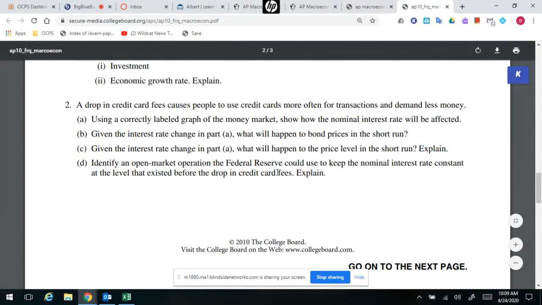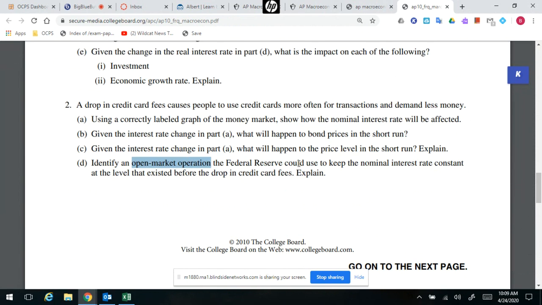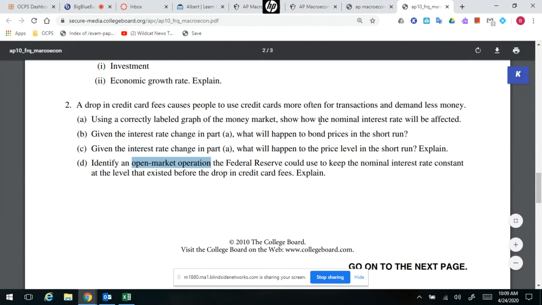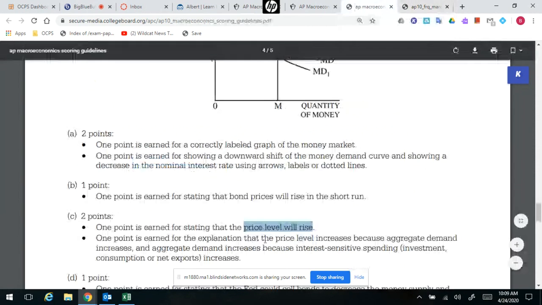D, identify an open market operation the Federal Reserve could use to keep nominal interest rates constant at the level they existed before the drop in credit card fees. Okay, open market, buying or selling bonds. The drop in credit card fees, we know, caused interest rates to go down. So now we need interest rates to go back up. How do we get interest rates to go up? Using either buying or selling of bonds.